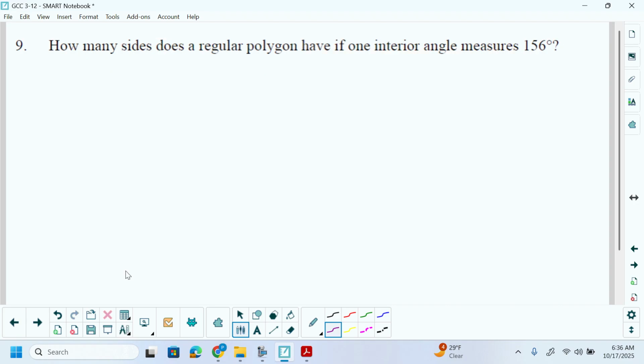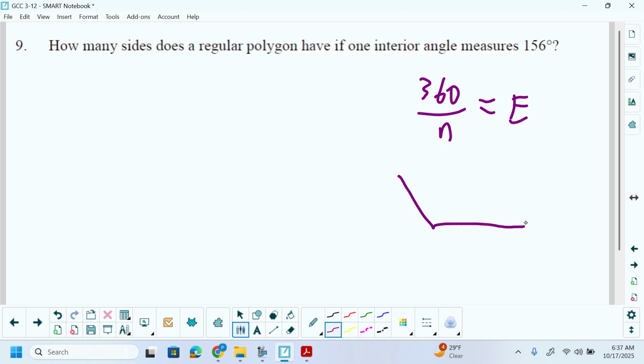All right, moving on to 9. We've got an interior angle of 156. We want to know how many sides. So the easiest way to do this is work with what we did last class, that 360 divided by the number of sides equals our exterior angle. Remember also that an interior angle, which we have right here, will always be supplementary to your exterior angle, which is formed by just extending one of the sides. So if we do 180 minus the 156, that'll give us 24.